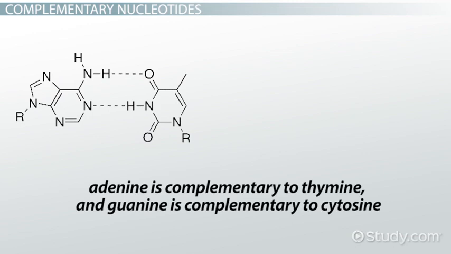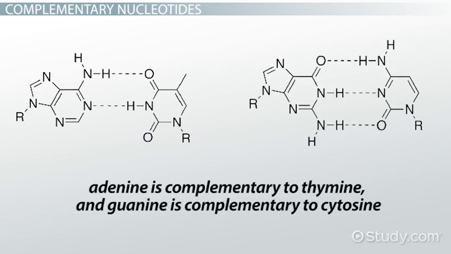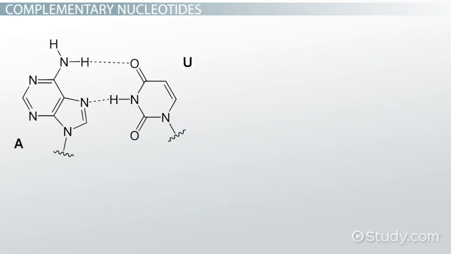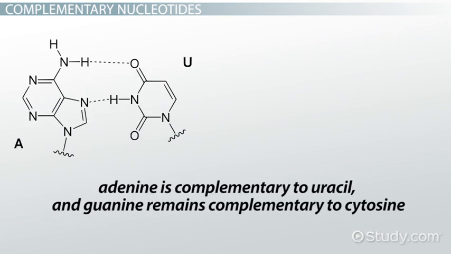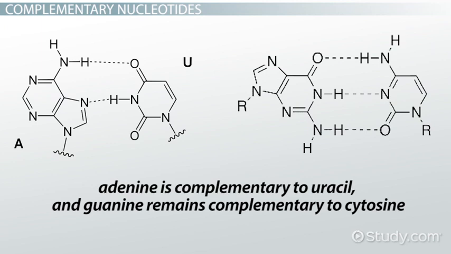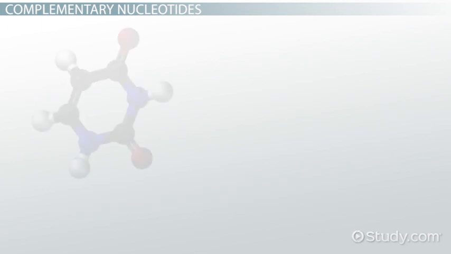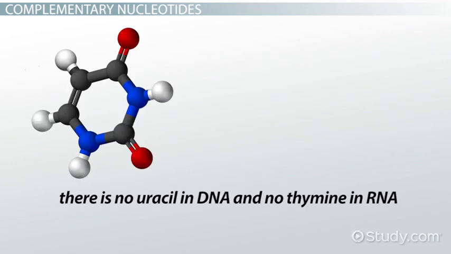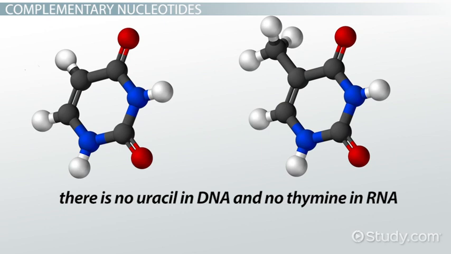In DNA, adenine is complementary to thymine, and guanine is complementary to cytosine. In RNA, adenine is complementary to uracil, and guanine remains complementary to cytosine. Keep in mind that there is no uracil in DNA and no thymine in RNA.